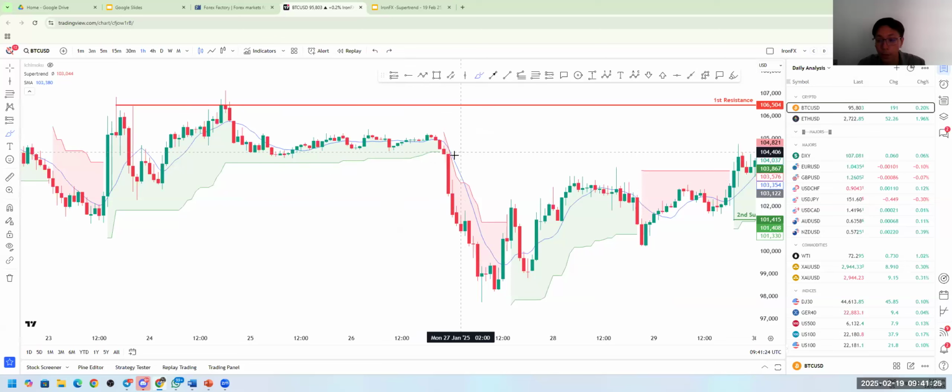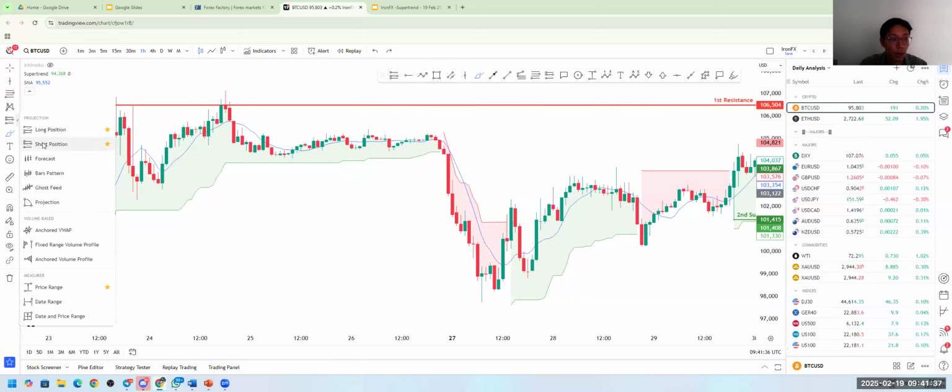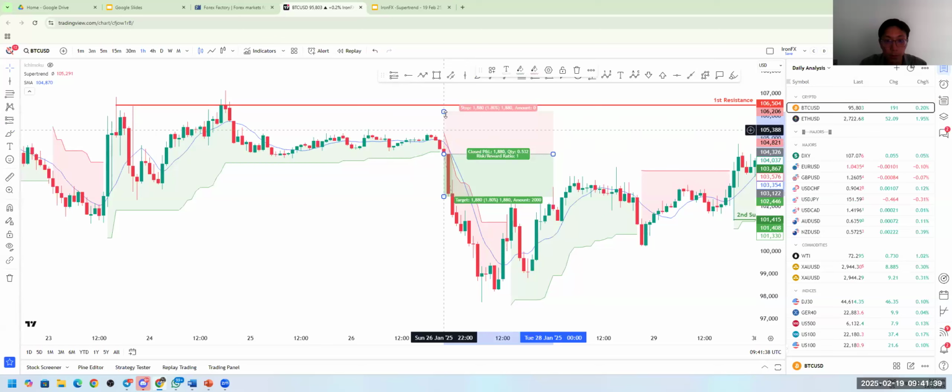If that is not enough, then on your SMA, when price breaks below the SMA, it confirms a sell. Then you enter a short position.